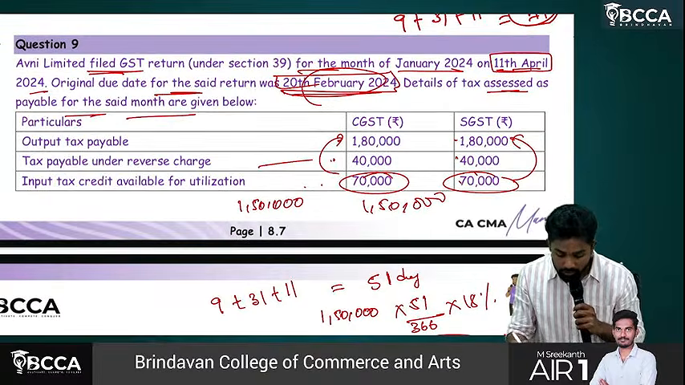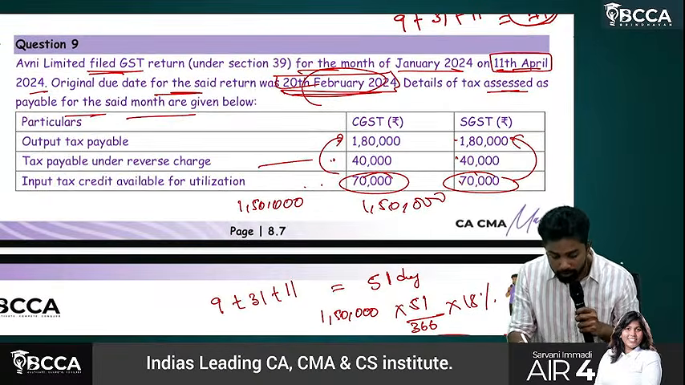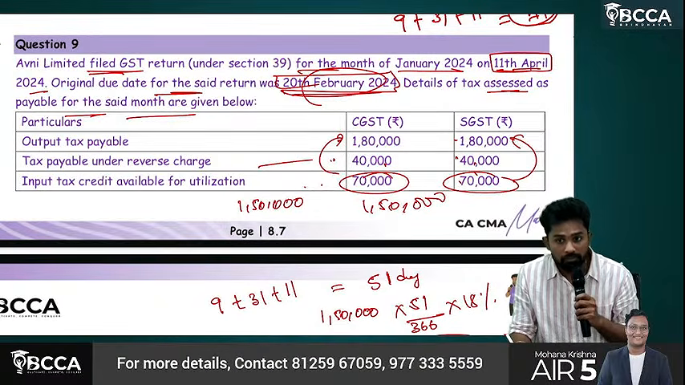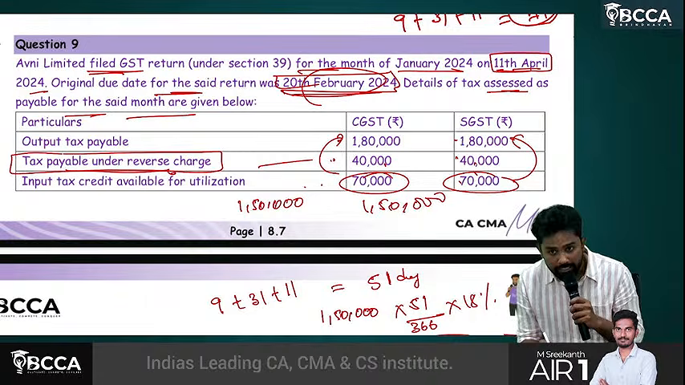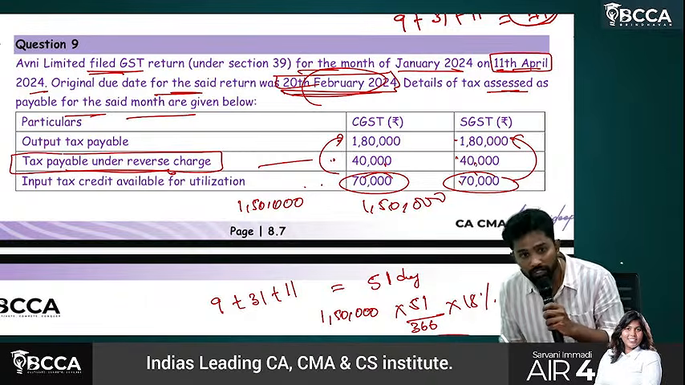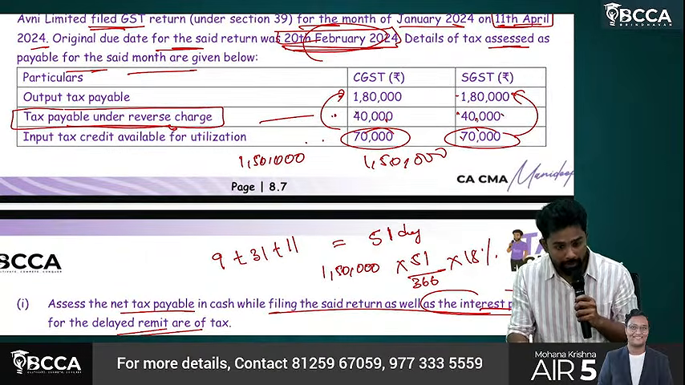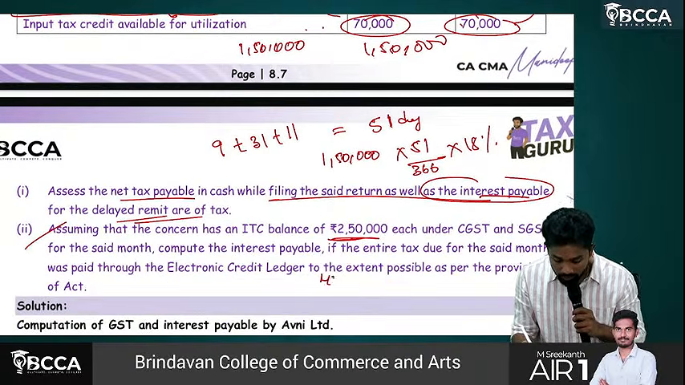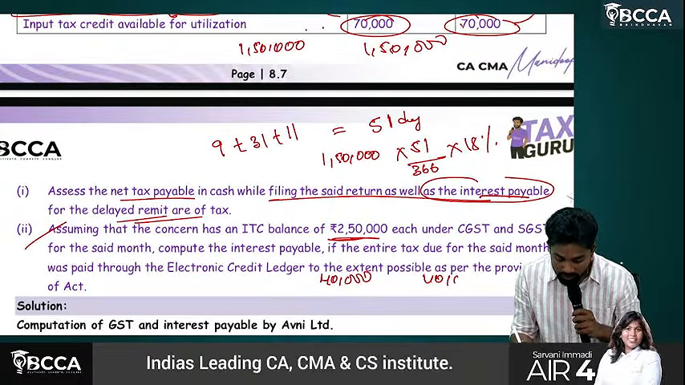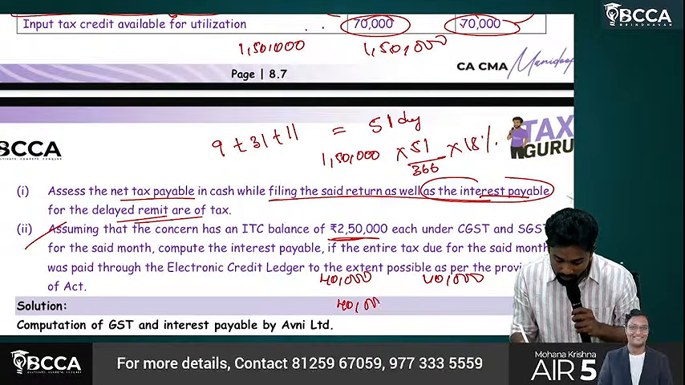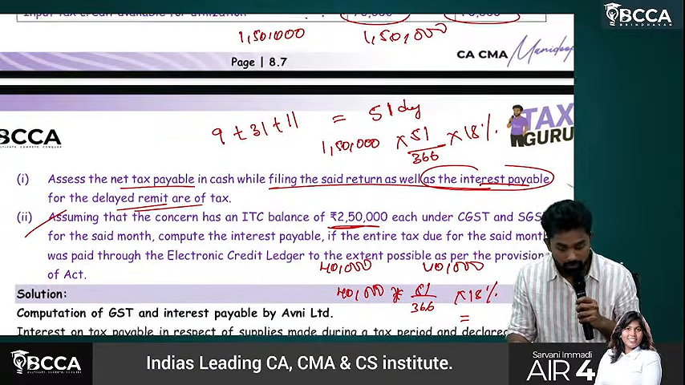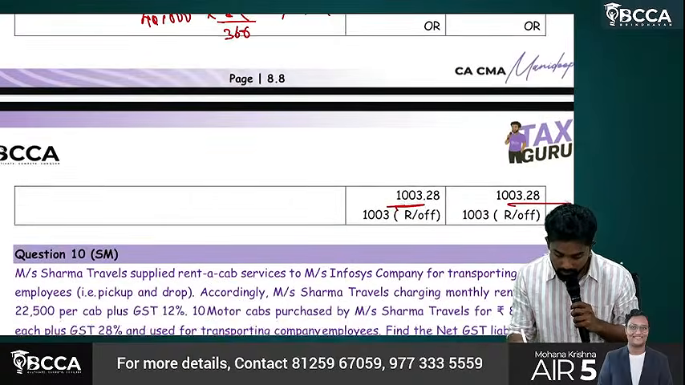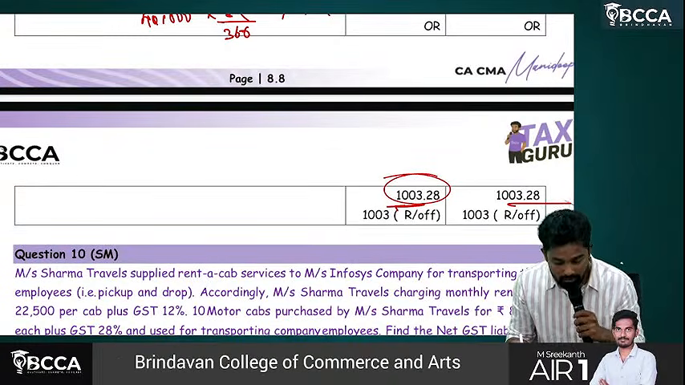Sir, if the ITC is 2,50,000, then also they have to pay still 40,000 in cash. Why? Because RCM liability cannot be adjusted through ITC. RCM liability shall always be paid through what? Cash. So this 40,000 has to be paid even in the second case. So what is the interest, sir? 40,000 into 51 divided by 366 into 18%. How much? 1,003. Okay, that's the interest payable.